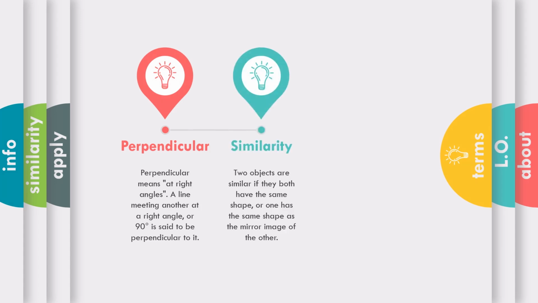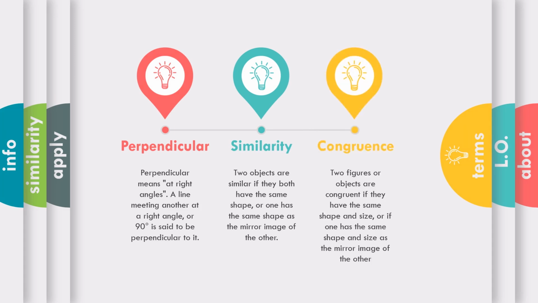Similarity. Two objects are similar if they both have the same shape, or one has the same shape as the mirror image of the other. Congruence. Two figures or objects are congruent if they have the same shape and size, or if one has the same shape and size as the mirror image of the other.